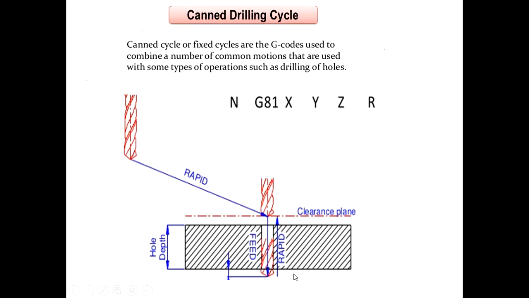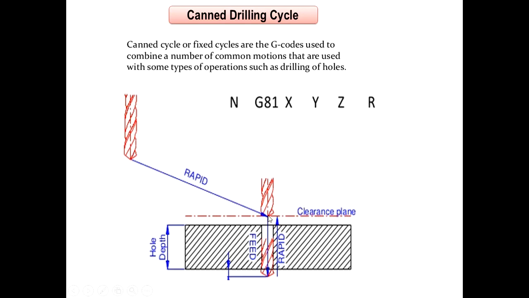So welcome students to this lecture on the CAN drilling cycle. In the earlier lecture we have seen how the CAN drilling cycle can be used. Basically it is used to reduce the production time or to increase the production rate when we have to drill a larger number of holes. The basics we have already covered in the previous lecture.